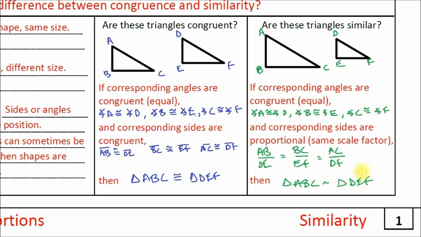So there's a basic rundown of how we talked about congruence last year, and now this year we're adding something else. We're adding the possibility of two shapes, in this case two triangles, being the same shape, but different sizes. Instead of with congruence, they were the exact same size.